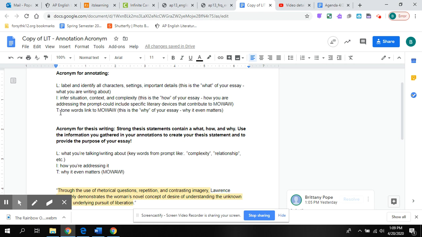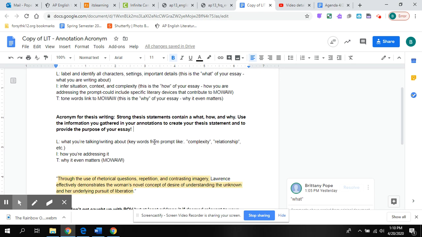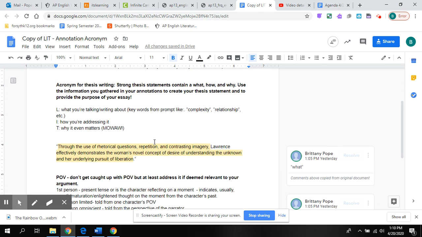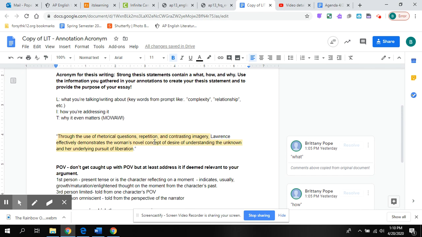All right, so you're labeling these things as you go. Based on Dr. H's video last week, I know a lot of you benefited from stealing words from the passage. Do that, all right? And then when it comes time to write your thesis, a strong thesis statement contains a what, how, and why. We've talked about that since last semester when we looked at the 6-point rubric, right? So use the information you gathered in your annotations to create your thesis statement and to provide the purpose of your essay, right?